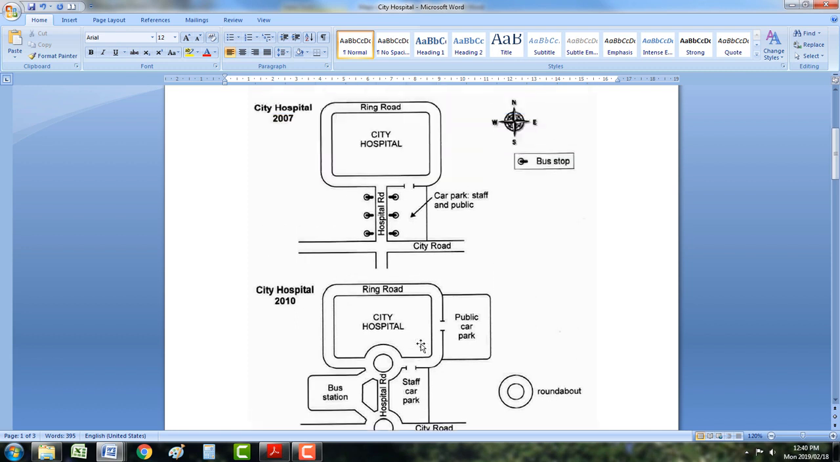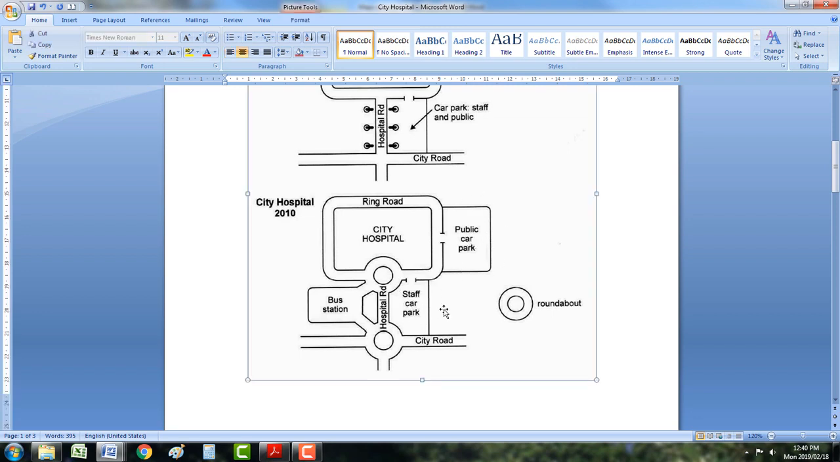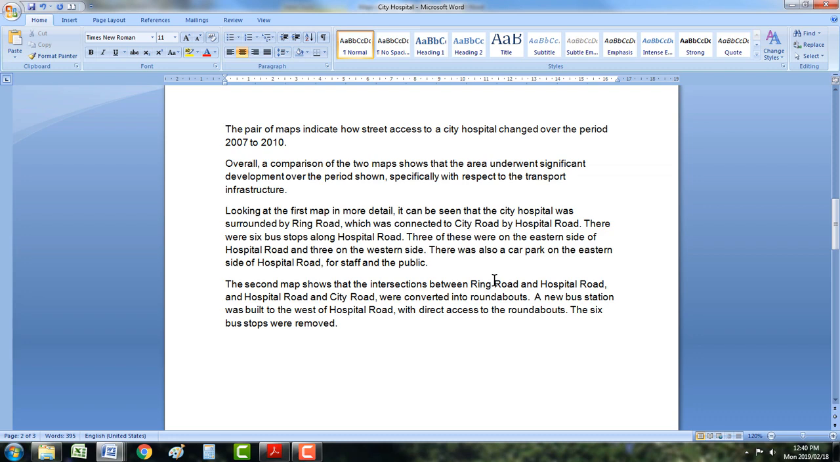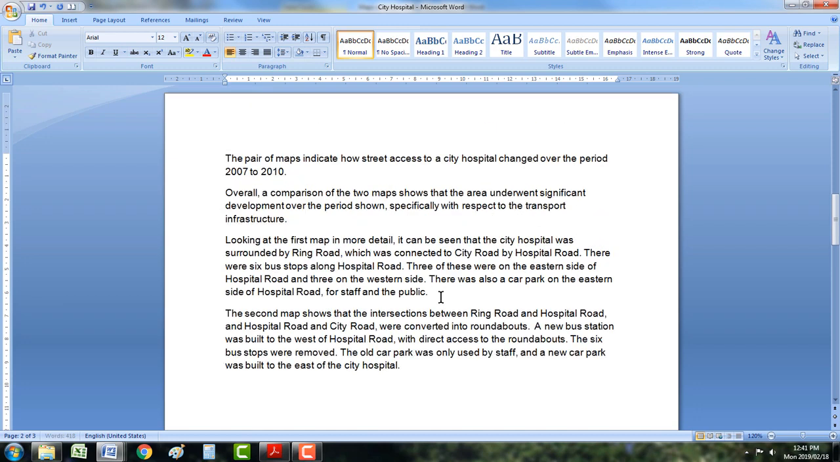And then the last thing is these 2 car parks. This car park was only for staff, but I don't think it was changed. They just said only the staff can use it. It wasn't converted, and a new one was built. So I'll say something like this. The old car park was only used by staff, and a new car park was built to the east side of the city hospital. And that's all. That's fine. And that's great.